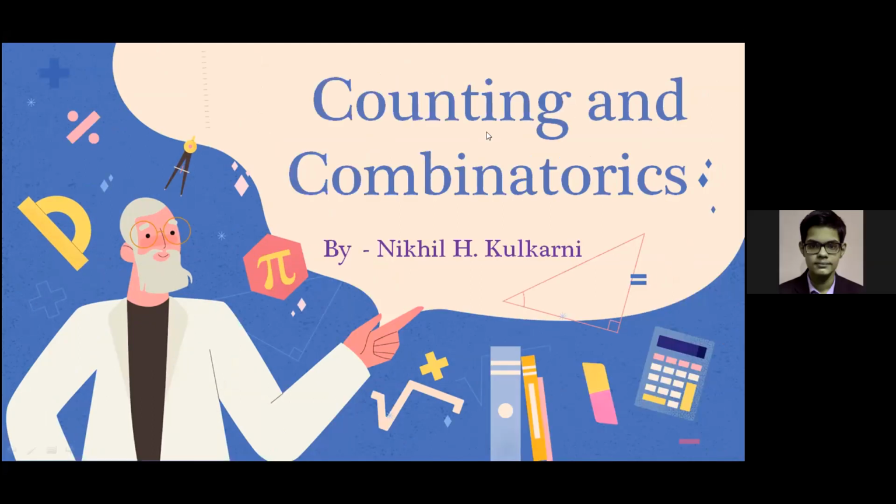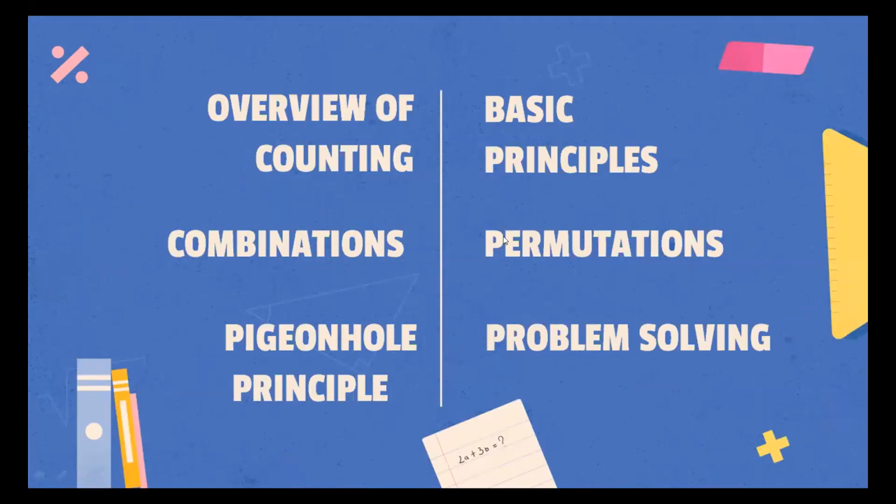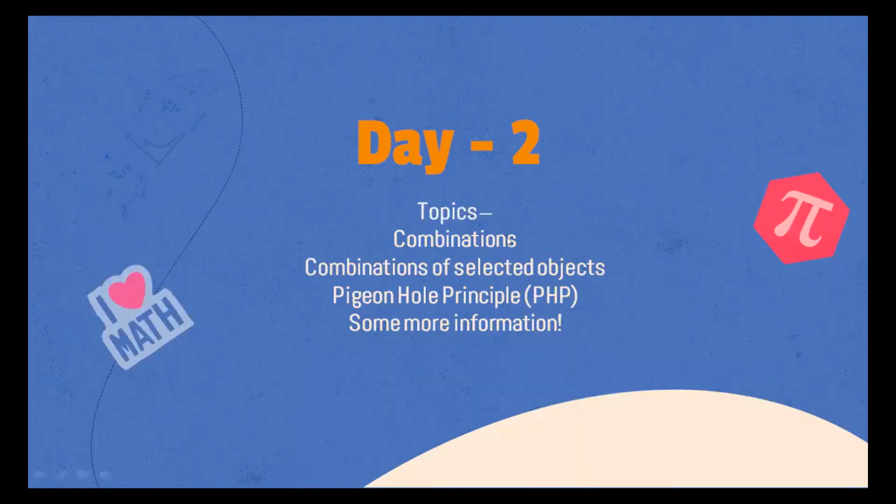Of counting and combinatorics in this IMOB camp. So far we have covered an overview of counting, some basic principles of counting and permutations. And today we will be having a look at the pigeonhole principle and combinations, some of the most interesting topics in combinatorics. So let's move ahead. Today we'll have a look at combinations of selected objects, the pigeonhole principle and some extra info that you might find useful.